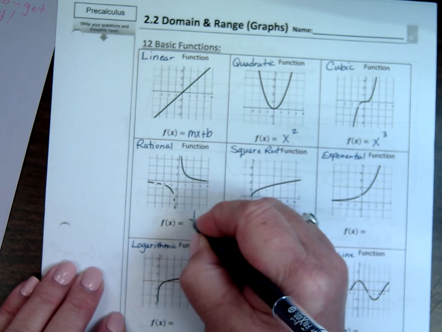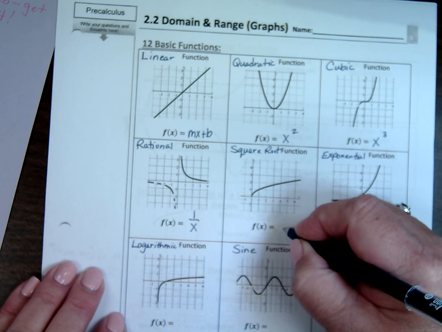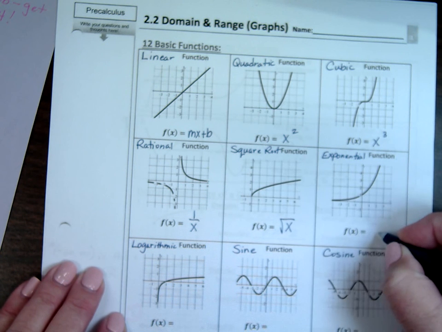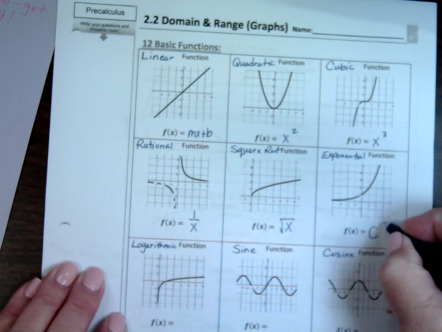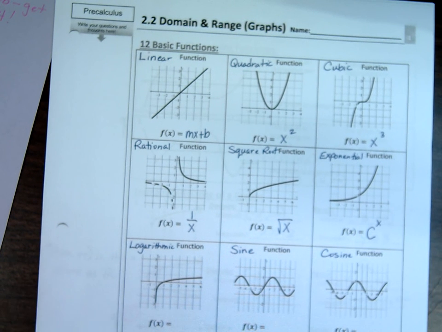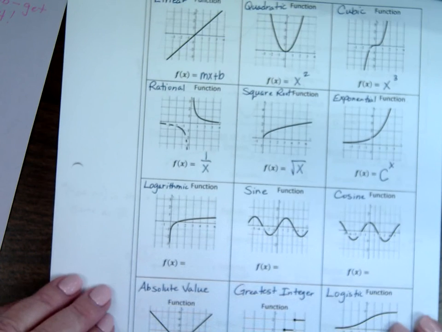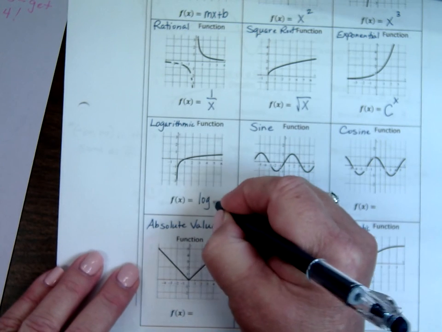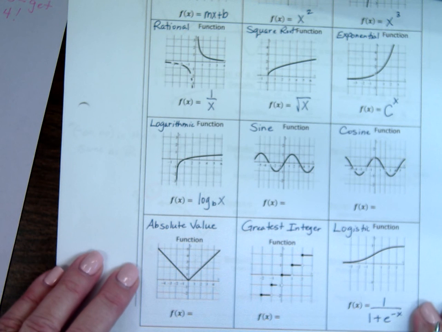But their equation would be like 1 over x. The middle guy's the square root of x. This guy's an exponential function. That's like some constant, and it can be any constant at all that you want, raised to a power. It could be 2 to the x, it could be 3 to the x, whatever you want. Some constant to a power. Logarithmic ones are when they're the log base b of x. The base could change.